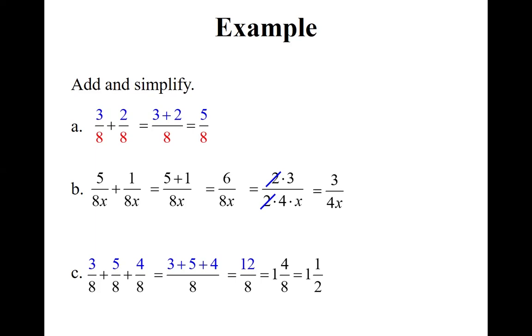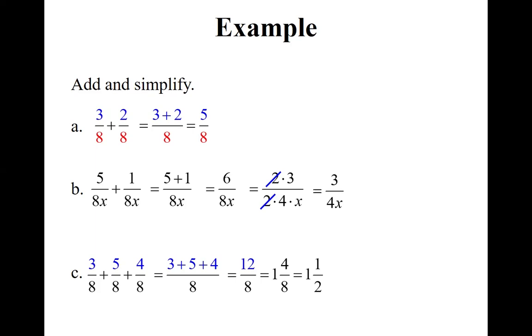12/8 can be reduced. 12/8 is 4 times 3 over 4 times 2. The 4's cancel. It's 3 over 2. And we can leave it as 3 over 2.